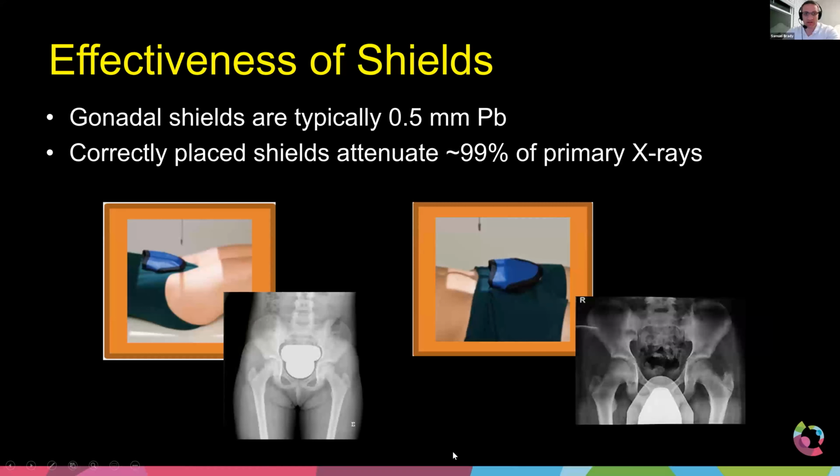So let's talk about these shields. Gonadal shields are typically 0.5 millimeter of lead. So they're very effective at stopping primary radiation. So when you place the gonadal shield here on this young lady, the photons coming in incident on this are not going to pass through to the body.